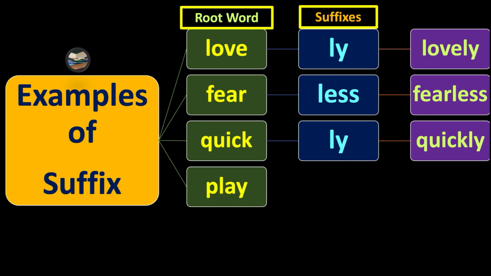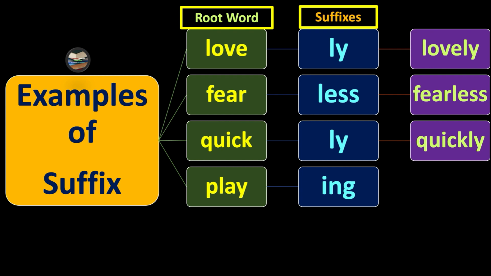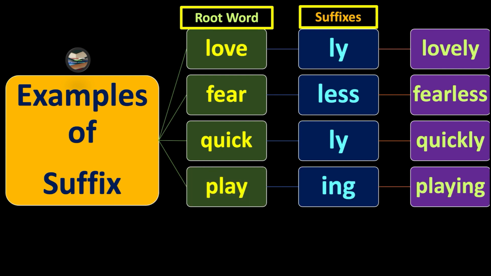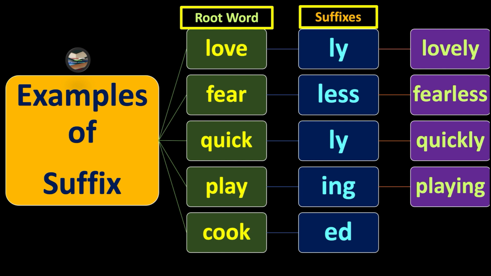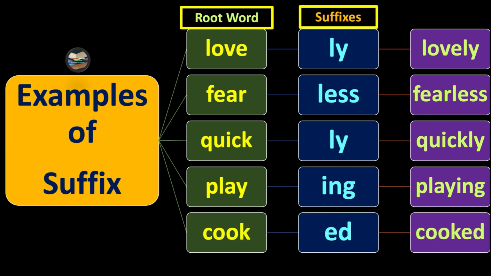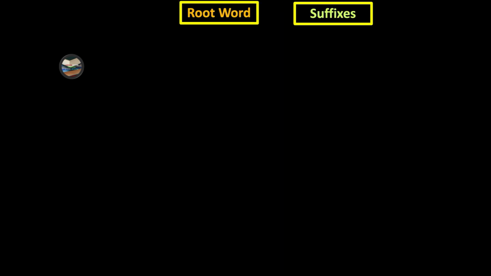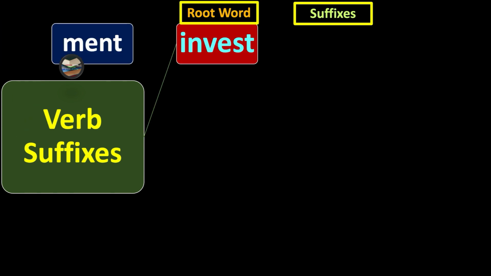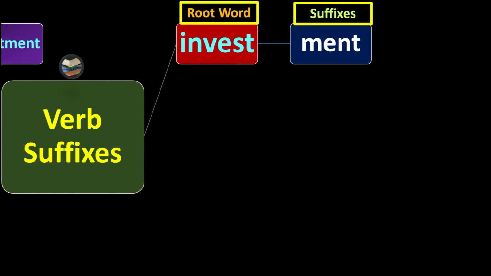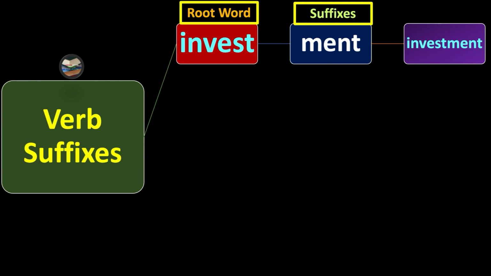Play, the root word, we put suffix ing, and then we have a new word, playing. Now cook, we put suffix ed at the end, of course, and then it becomes cooked. So we have the examples of suffixes in this way. We have some more examples to talk about verb suffixes. Invest, we add ment, and then we have a new word, especially a grammatical form of the same word, investment.